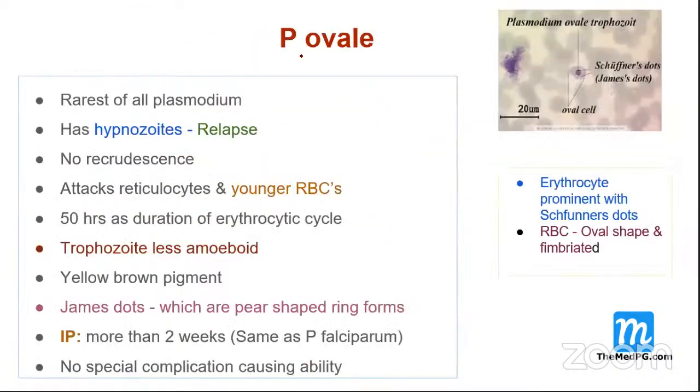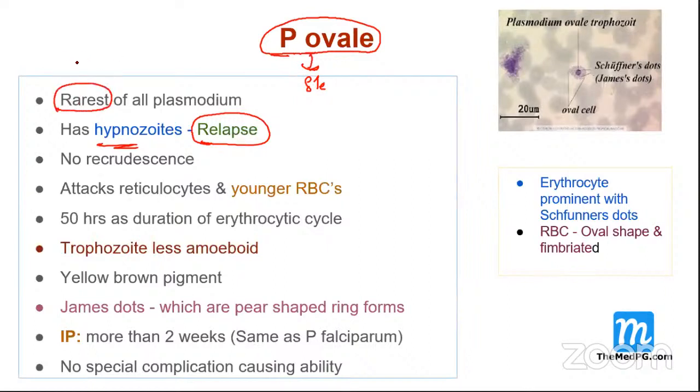Next, coming to ovale. Very important thing is that the clinical features and the peripheral blood smear of ovale and vivax are almost all the same. Some minor differences are there which you need to remember. Ovale and vivax have sleeping forms, that is hypnozoites. Wherever hypnozoites are present, relapse will always happen. And it is the rarest of all the Plasmodium. A question can be asked, which of the following is the rarest? It is Plasmodium ovale.